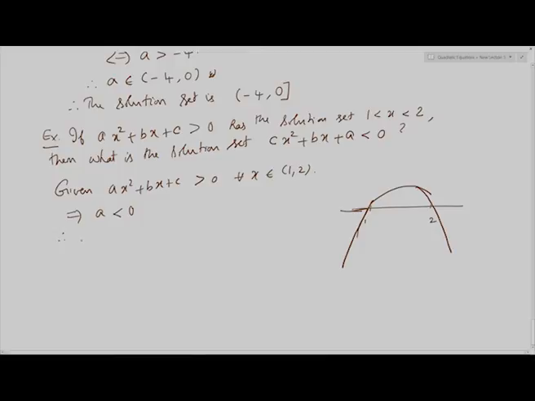Therefore, for all x belonging to the interval 1 2, dividing by a, x square plus b by a x plus c by a will be negative, because I am dividing by the negative a. Therefore, the inequality is reversed, which is true. Obviously the solution set of this inequality is 1 2. This is the same as saying that x minus 1 into x minus 2 is less than 0. The solution set of this inequality is also the same 1 2 interval.